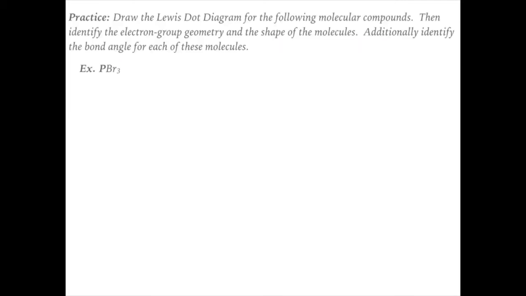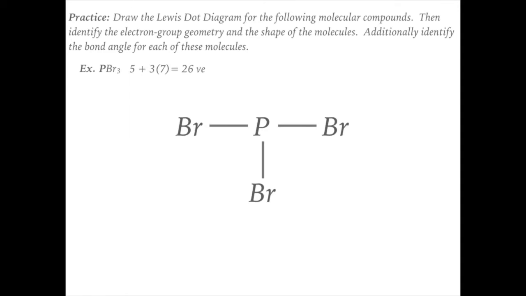Here I've given you PBr3. I first have to count my total number of valence electrons. I've got 5 from phosphorus and 7 from bromine, but there are 3 bromines, so that's a total of 26 valence electrons. Now I'm going to share electrons. I'm going to draw lines in between these atoms, and then make sure all of my atoms have 8 valence electrons. I'm going to start with my outer elements. Bromine needs 8, but right now each bromine only has 2, so I have to add my lone pairs.